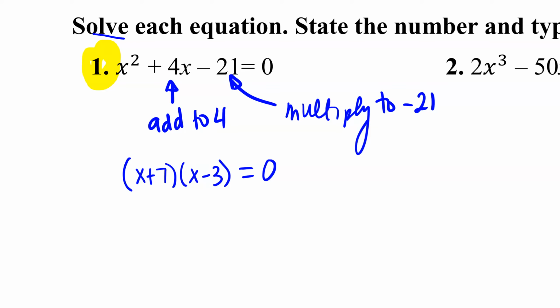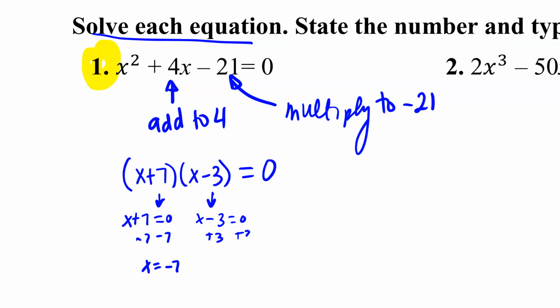So the first part of this exercise is solving the equation. Okay, so we factored, and we have to set each of these factors equal to 0. If I set x plus 7 equal to 0, subtract 7 on both sides, we get x equal to negative 7. And if I set x minus 3 equals 0, add 3 on both sides, we get x equals 3. Those are my solutions, but that's not the full directions of the problem.